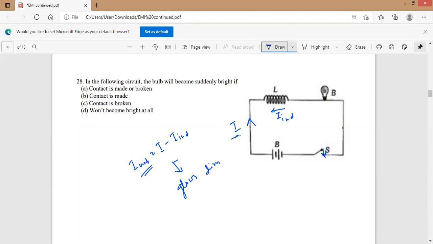Next, if the circuit is broken, contact is broken.